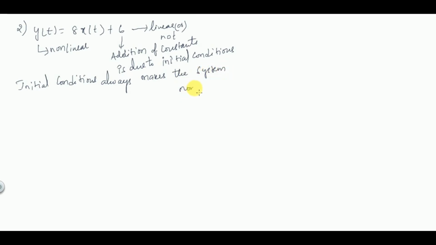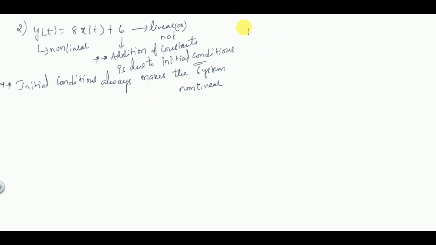Initial conditions always make the system non-linear. Please remember these 2 points, very very important. So if there are constants in the given equation, then we can say that it is non-linear, because those constants are due to initial conditions, and initial conditions make the system non-linear. So that is the concept here.